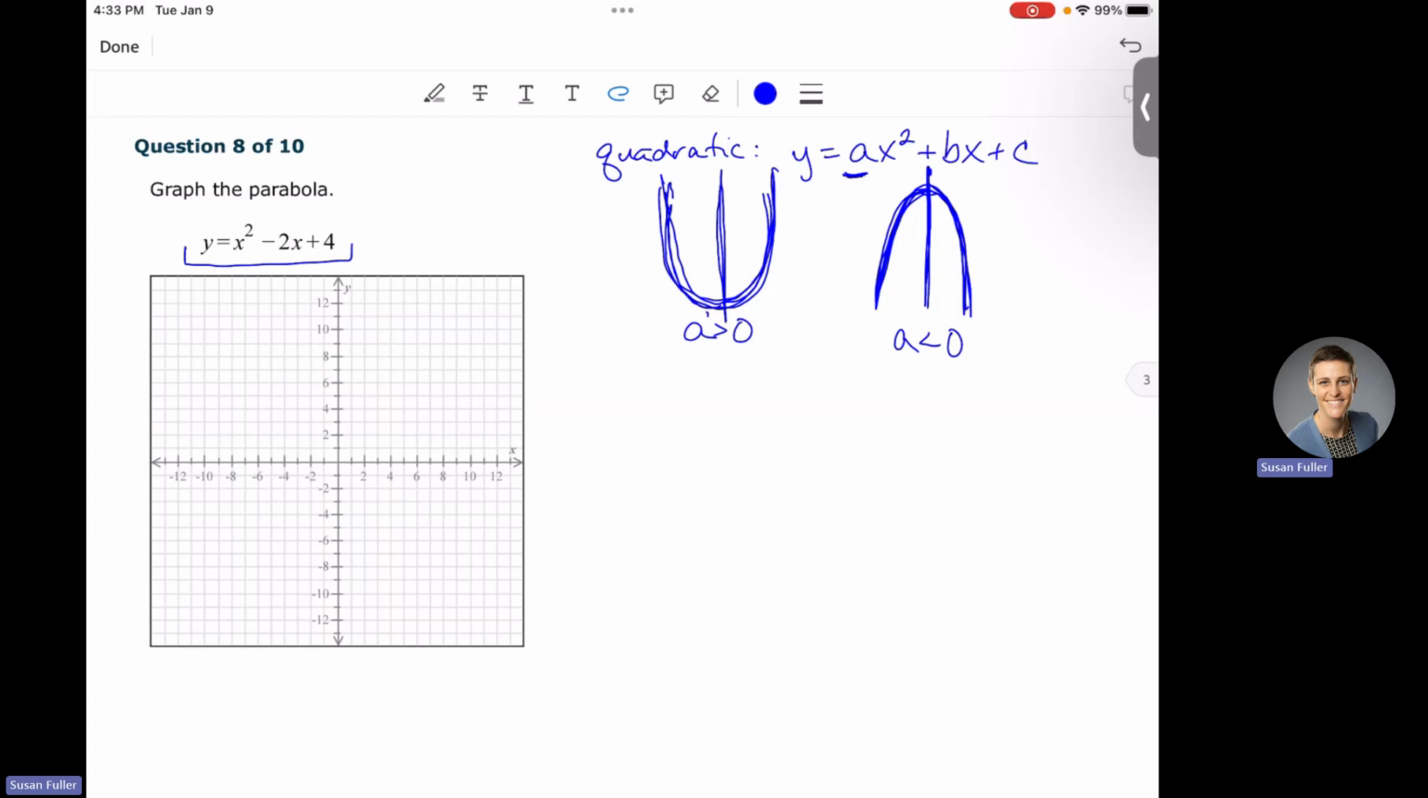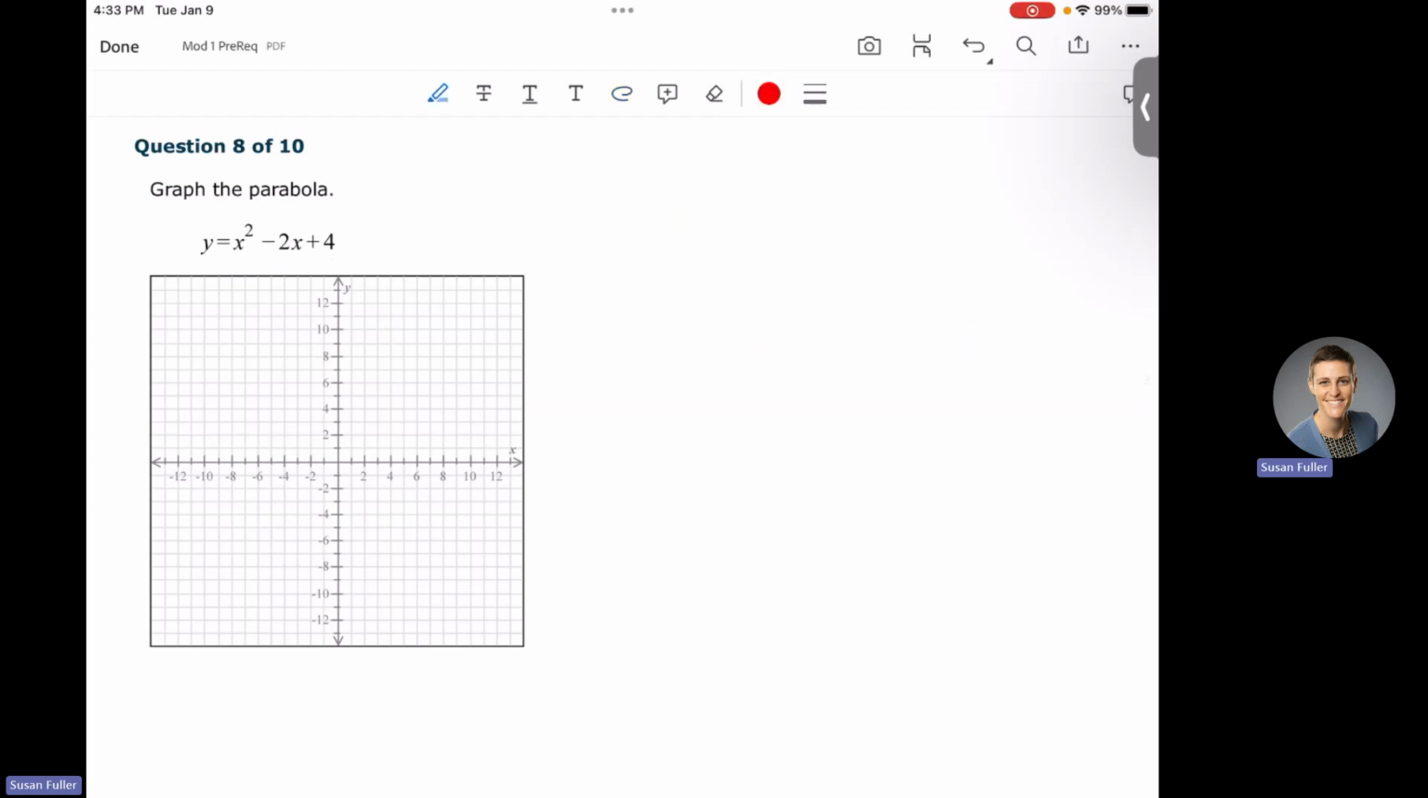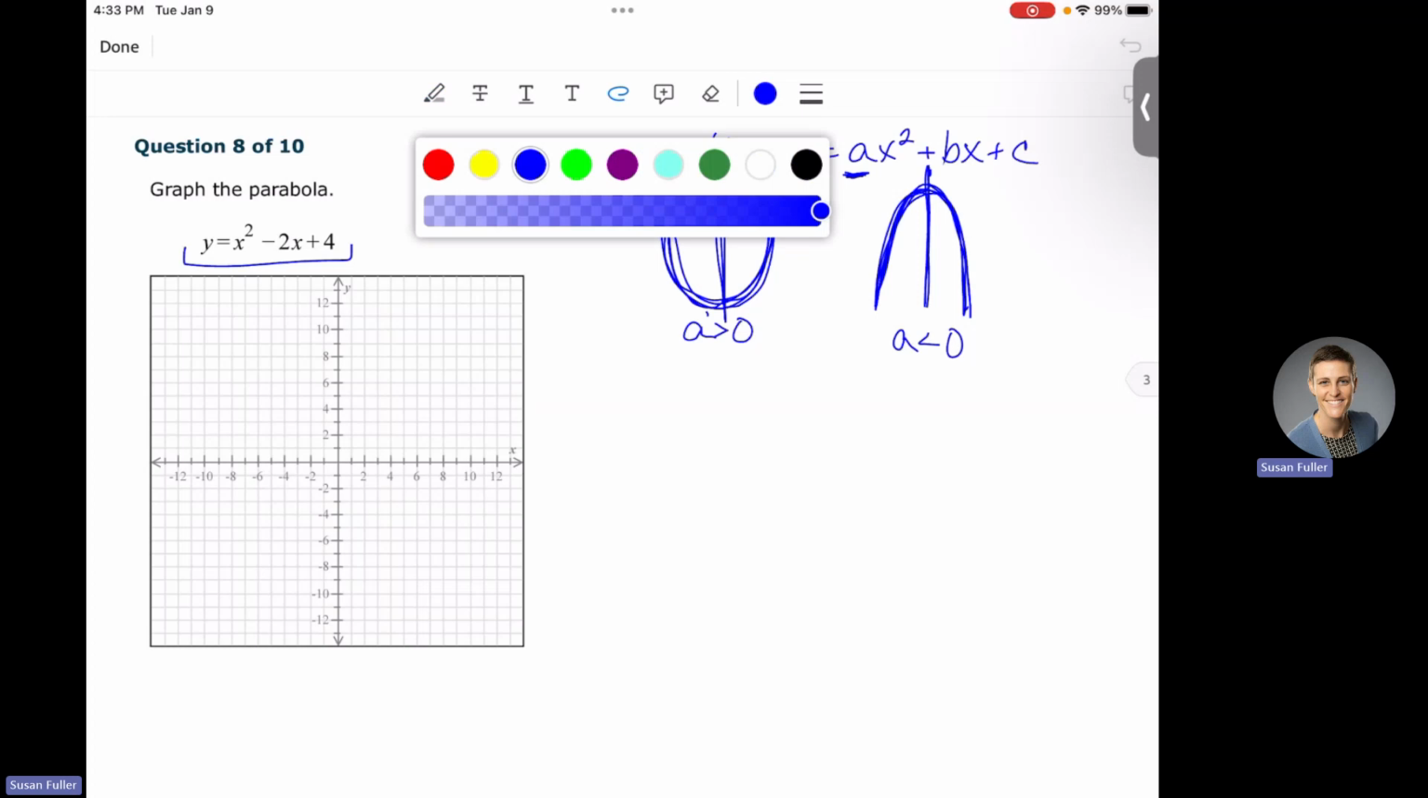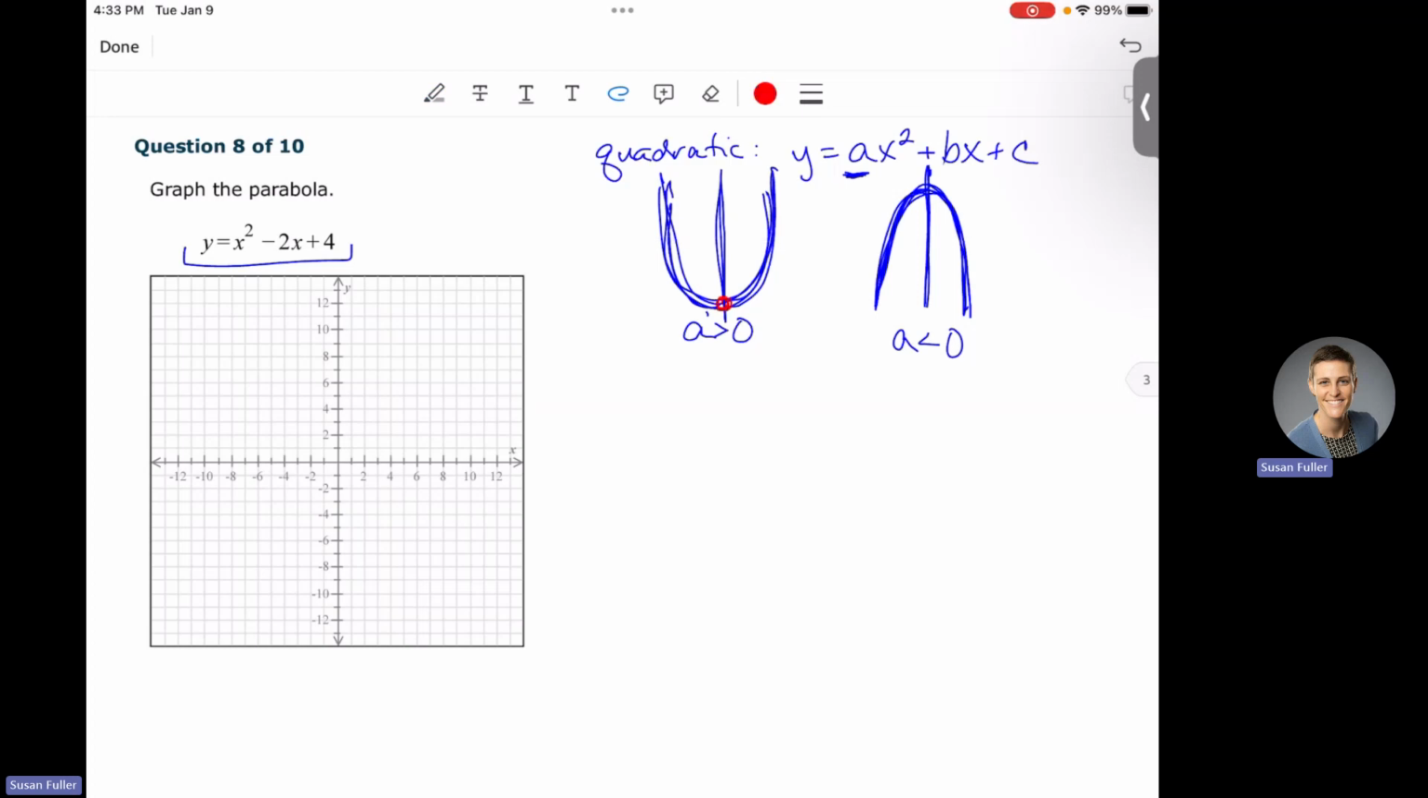And the point where the axis of symmetry hits your function, that point where they intersect, this point right here if you open up, and this point here if you open down, is where you have a maximum or a minimum on your function. We call that a vertex. Whether you open up or down, that point is called your vertex.